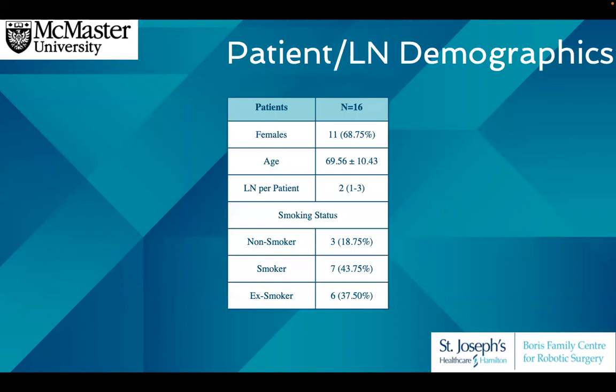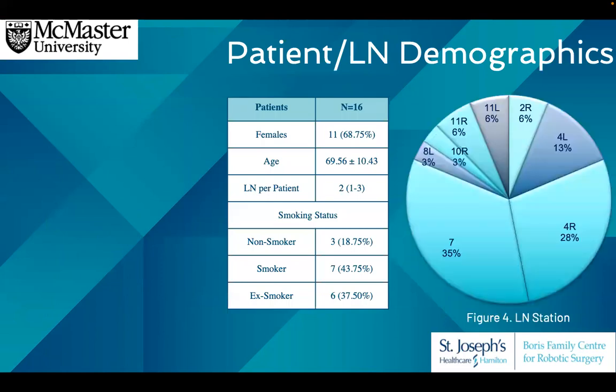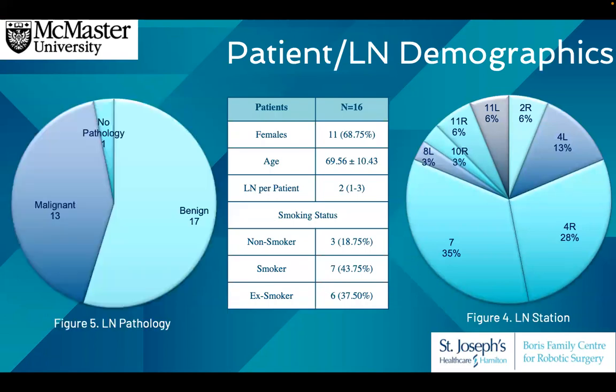Here are our patient demographics. The majority of the lymph nodes were sampled from station 7 and 4R. There were 17 benign lymph nodes, 13 malignant, and the pathology could not be obtained for one of the lymph nodes.